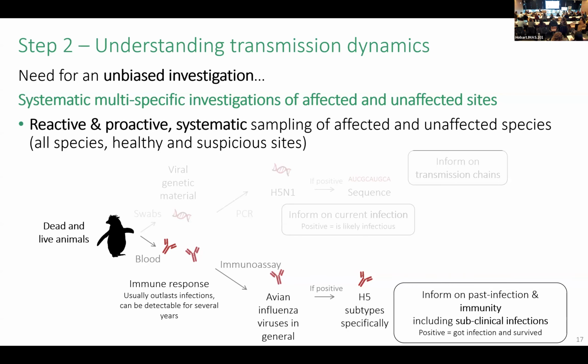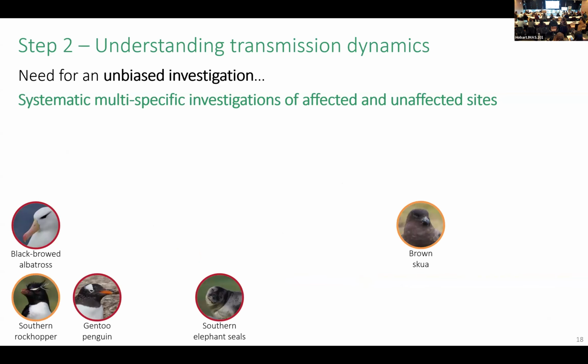And so I'm gonna start with the immunity data, because that's what we analyzed first. So you can leave the discovery experience with me again. These are the species we know are affected. We had a few cases in kelp gulls and brown skuas, and massive outbreaks in albatrosses, penguins, and seals.